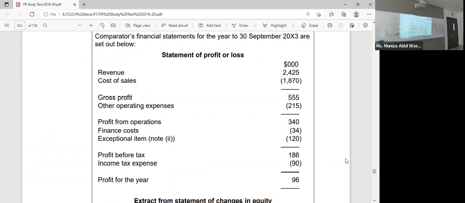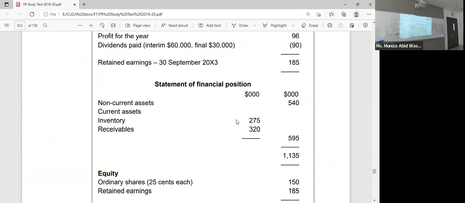So inventory divided by cost of sales. How much is inventory? Inventory is 275.